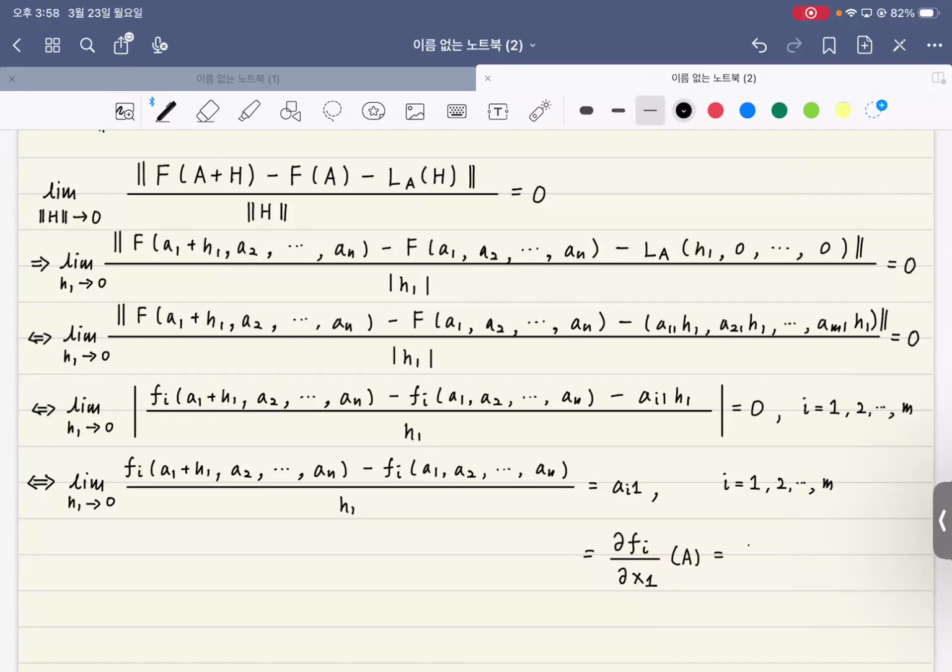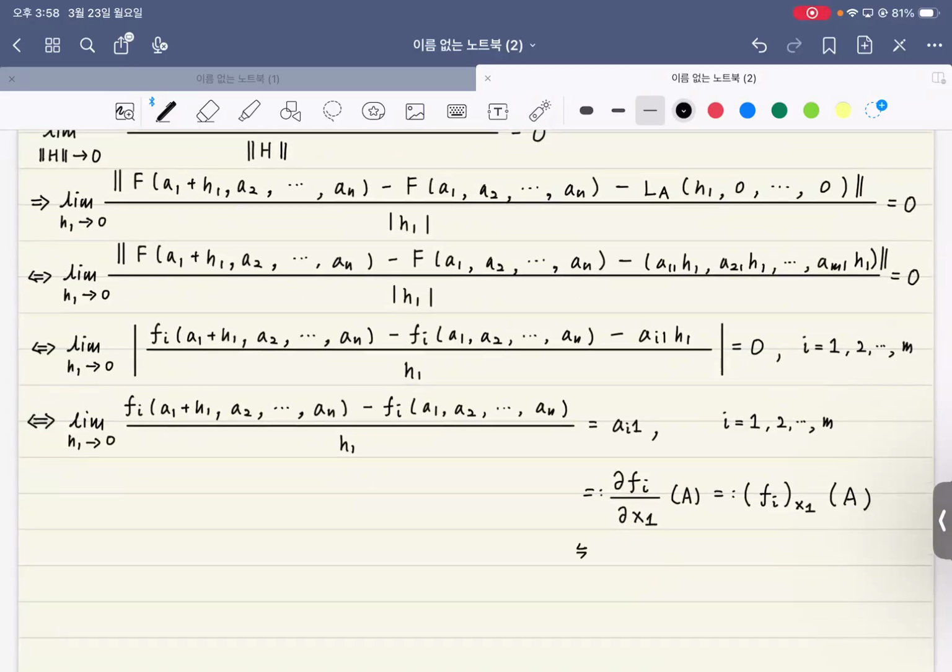Sometimes we just write it down like fi and x1 and evaluate it at a point. So these are just notations, and we say this is the partial derivative of fi with respect to x. Okay, good.